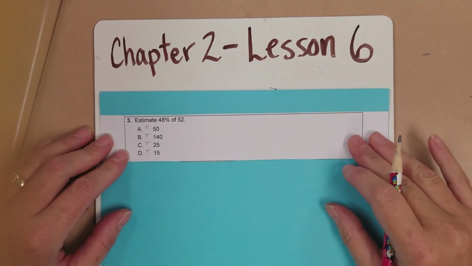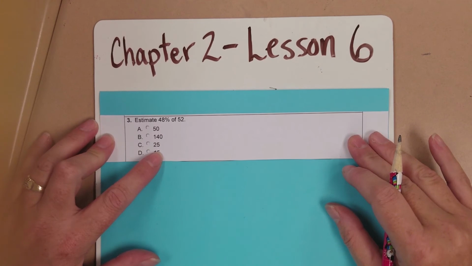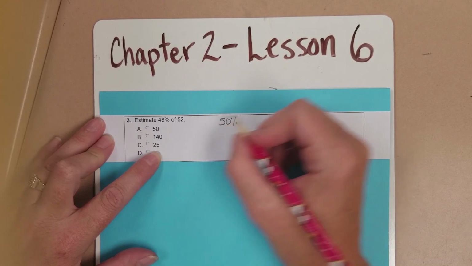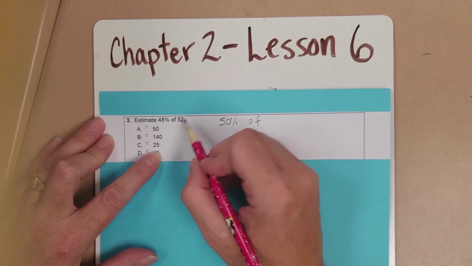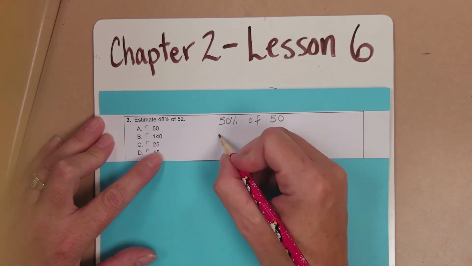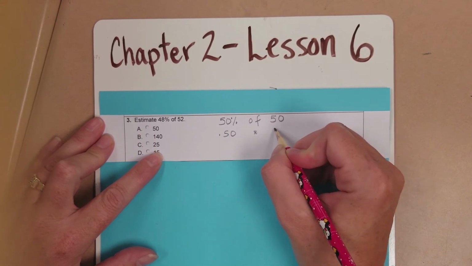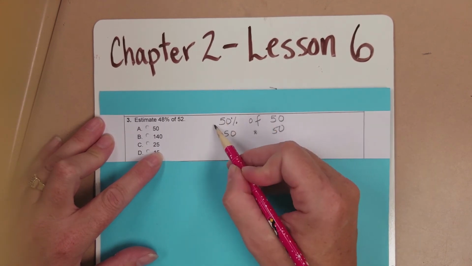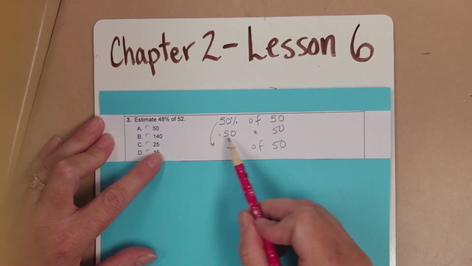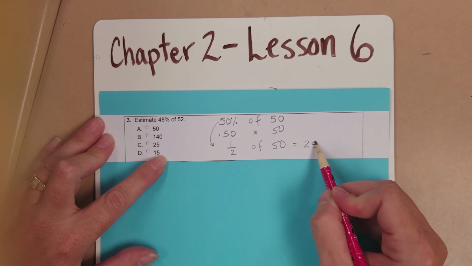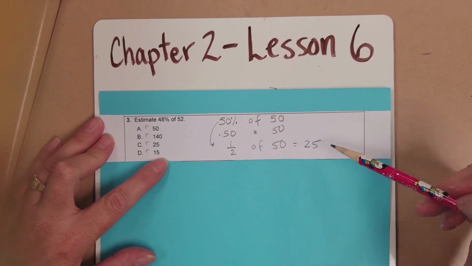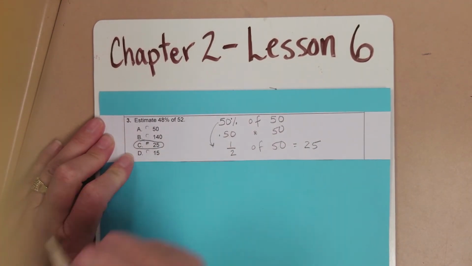Question number 3, estimate 48% of 52. 48% is close to 50% of, and 52 is close to 50. Now, you could multiply this out by changing this to 0.50 times 50, but we know that 50% is actually half of 50, and you can do this mentally. Half of 50 is 25, so I don't actually have to do the math. If you wanted to do it to prove yourself correct, you could, but half of 50 is 25. This is a mental math problem. A problem you can do in your head.